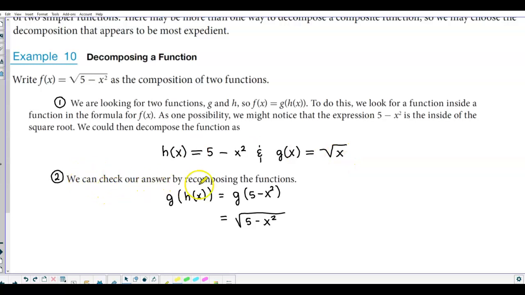So we can check our answer by recomposing the functions. If we use these as our functions, h of x and g of x, let's find out what this would look like. We'd have g of h of x, and this would then be the input, 5 minus x squared, on the function g. So we're going to replace x with 5 minus x squared, so that's the square root of 5 minus x squared, which gives us the function f of x.